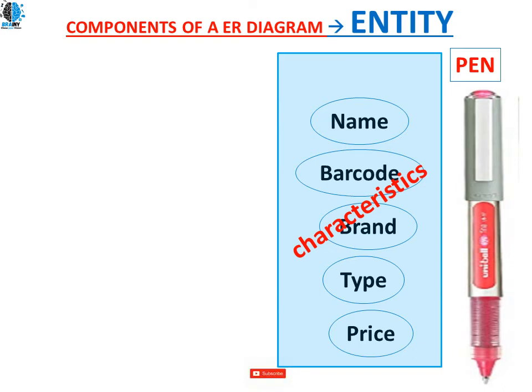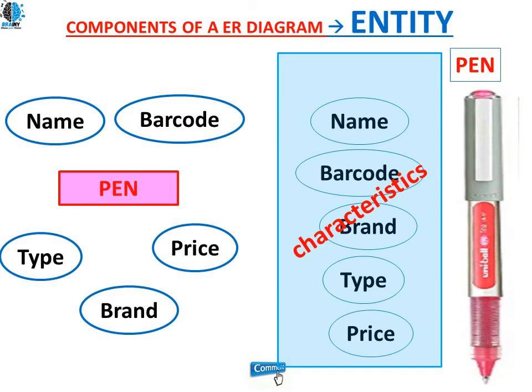So pen is an entity. How can I create an entity diagram of this pen? Pen is an entity. This pen is having its characteristics, which are called attributes. So this pen is having its characteristics: name, barcode, type, brand, price. All these are its attributes.